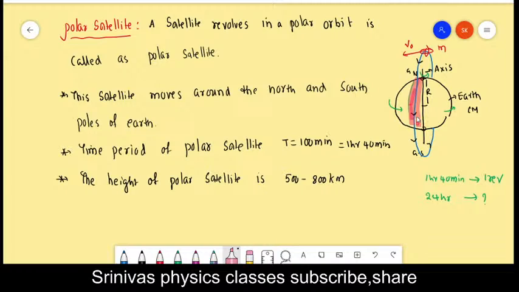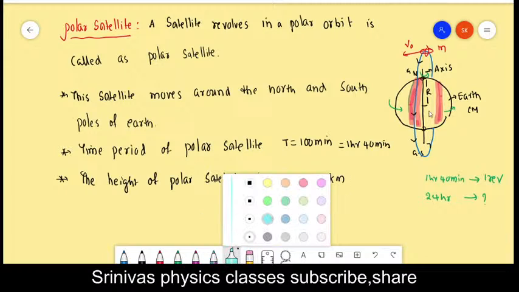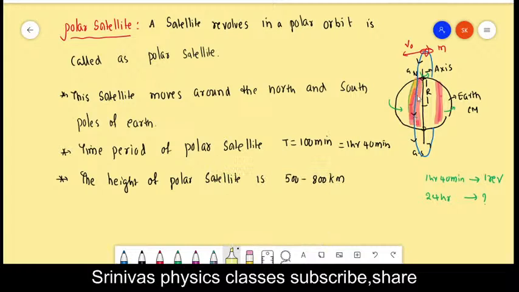After some time, what happens? This will go to here. After some time, the earth is rotating. That's why that area will go to here. When the area goes to another place, the new area will come in the second revolution. Like this, in one day, it will cover all the areas.